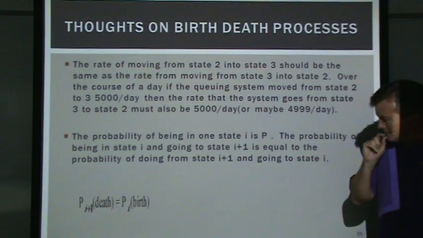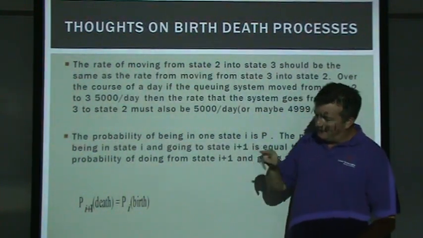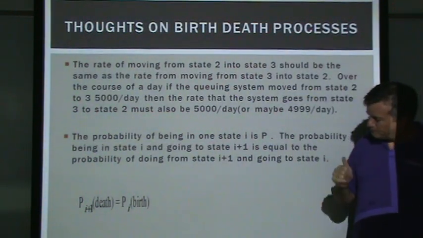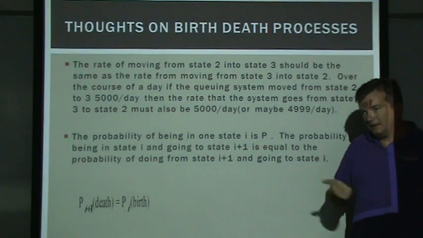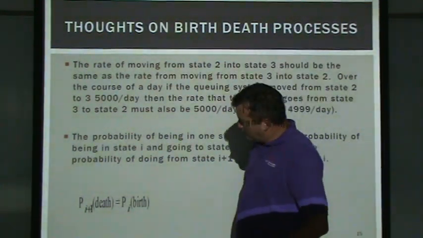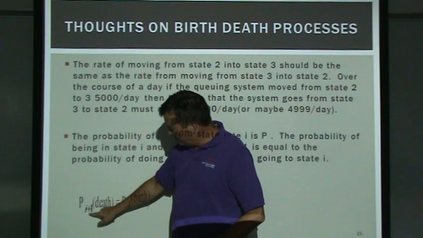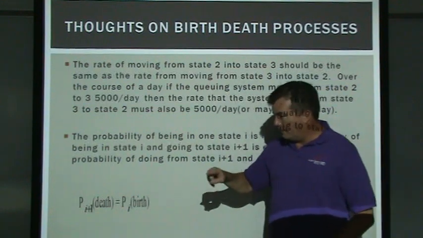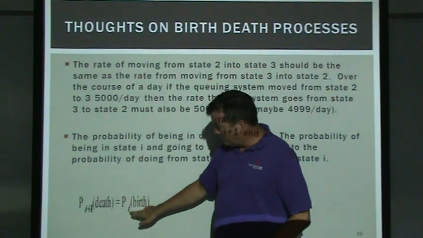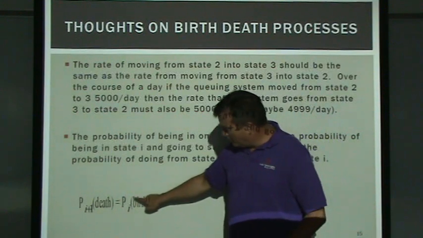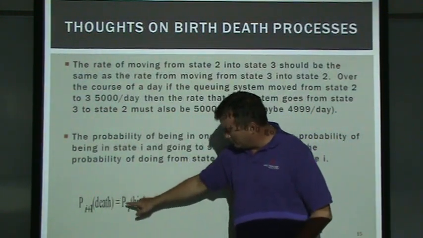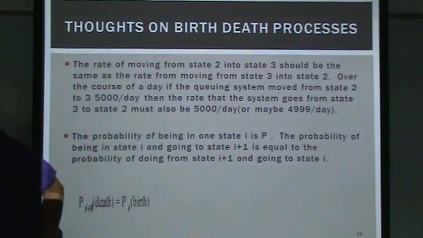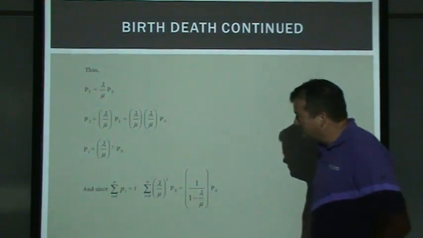We talked about last class, we said we're going to use lambda to be the rate at which stuff enters our system, and mu to be the rate that stuff finishes and leaves our system. So the probability of being in any state i plus 1, times the probability of a death, which would be mu, should be equal to the probability of being in state i times lambda. So if we multiply this by mu and this by lambda, this equation should hold.